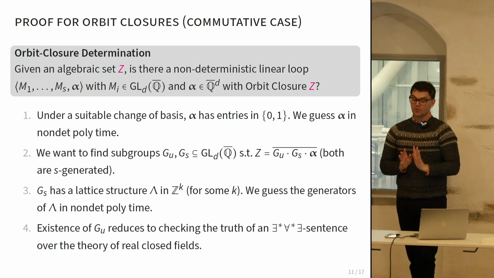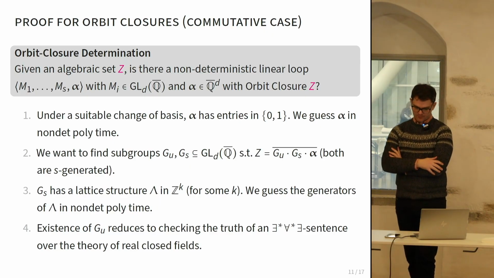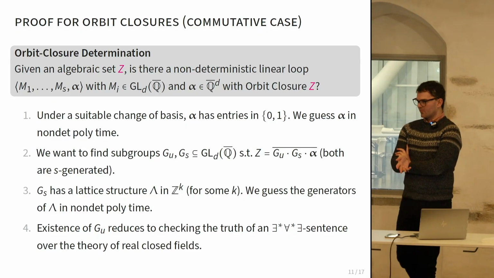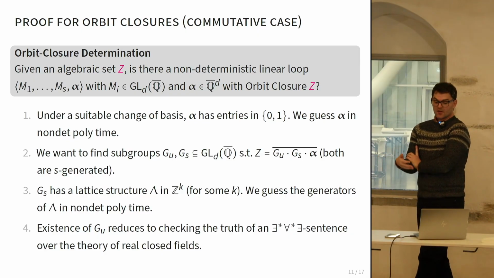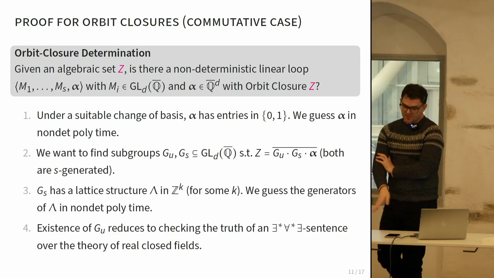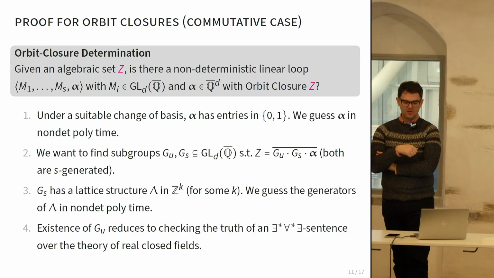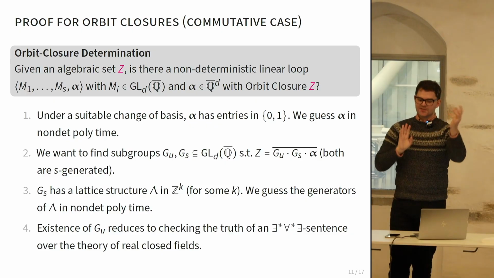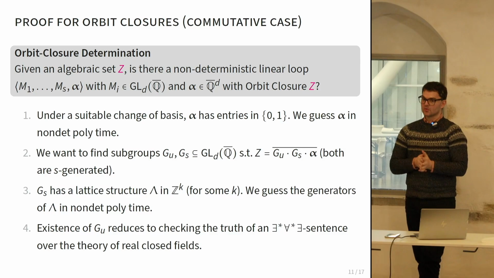Without trying to give you the full proof, let's discuss where these bounds come from. So it turns out that, like many matrix problems, you might want to consider a change of basis that works in your favor. For us, we know there is a change of basis such that you can always choose your alpha to have 0, 1 entries. Because there are 0, 1 entries, you're in some kind of finite space, and you're just going to guess alpha in non-deterministic polynomial time.